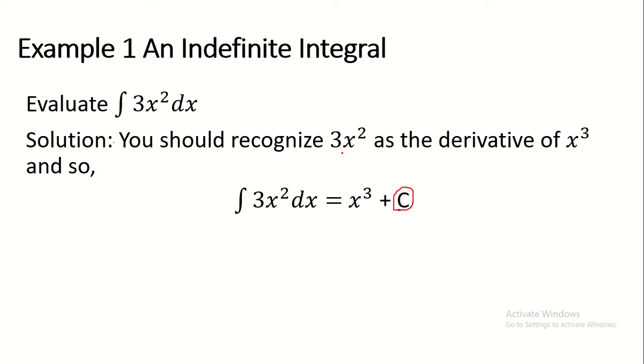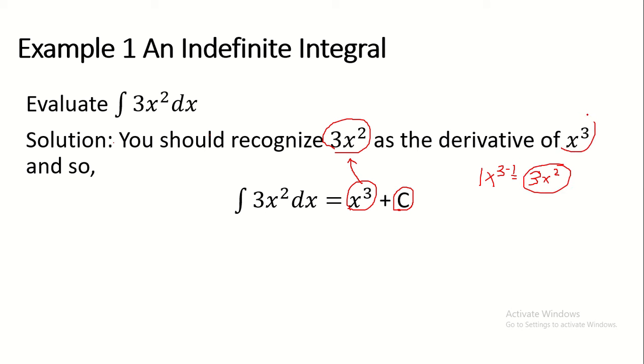So, sabi dito, you should recognize 3x squared as a derivative of x cubed. So, itong x cubed is an antiderivative of 3x squared. Kasi kapag dinifferentiate or kinuha natin yung derivative ng x cubed, kunin natin yung derivative niya. So, applying the power rule, we have 3 times the coefficient is 3. And then, the variable x. And then, the exponent 3 minus 1 magiging 3x squared.